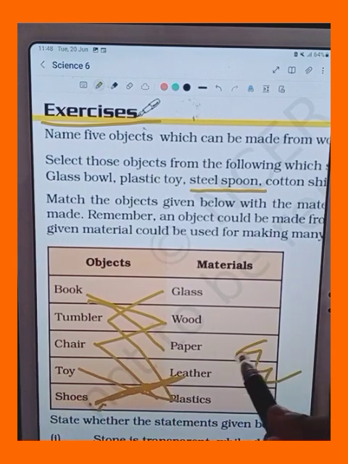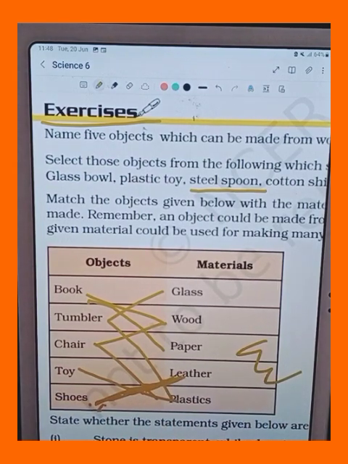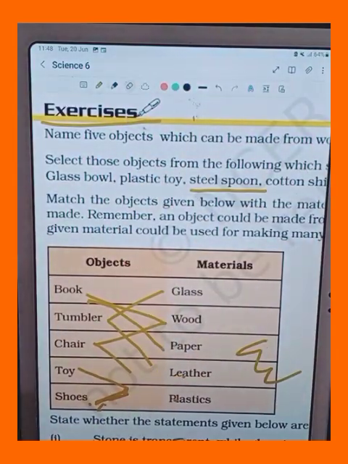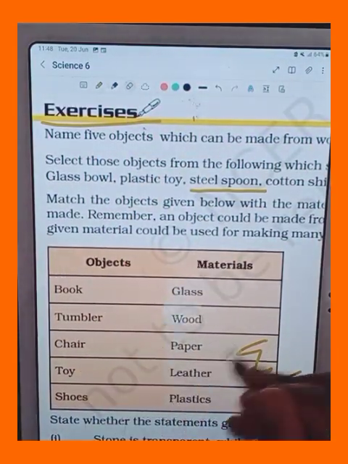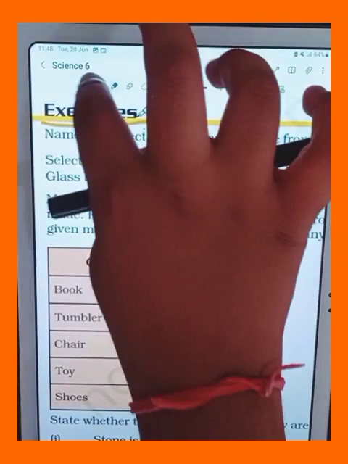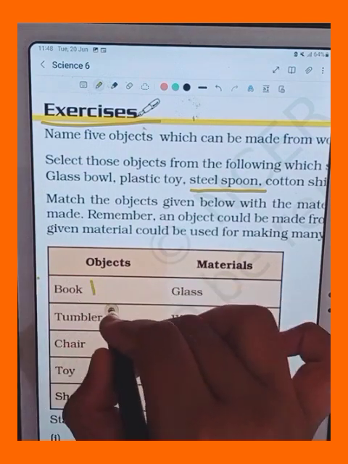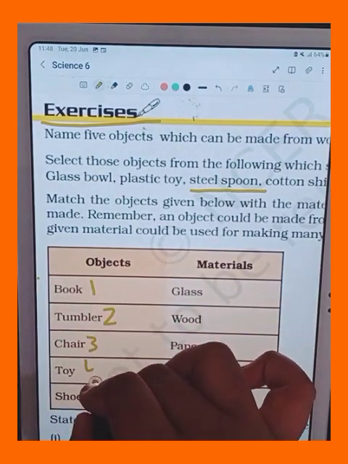Oh, shoes can be made from leathers. And shoes can be made from plastics. Okay. So write it on front of this in very clear. So glass, I just number here, it's 1, 2, 3, 4, 5.